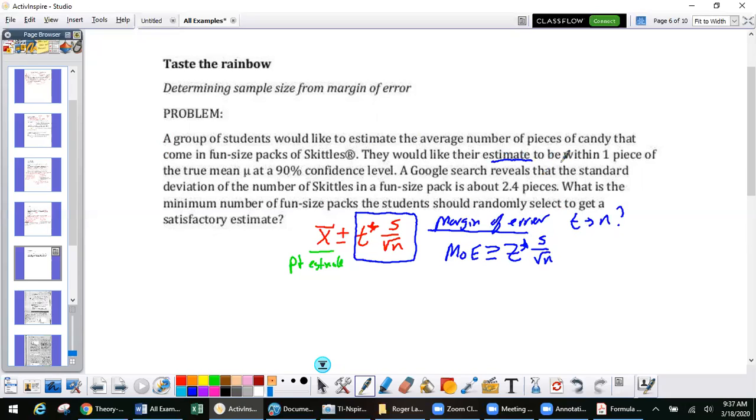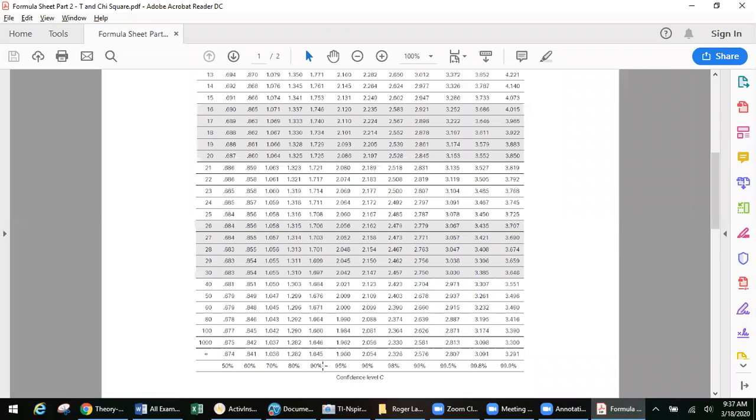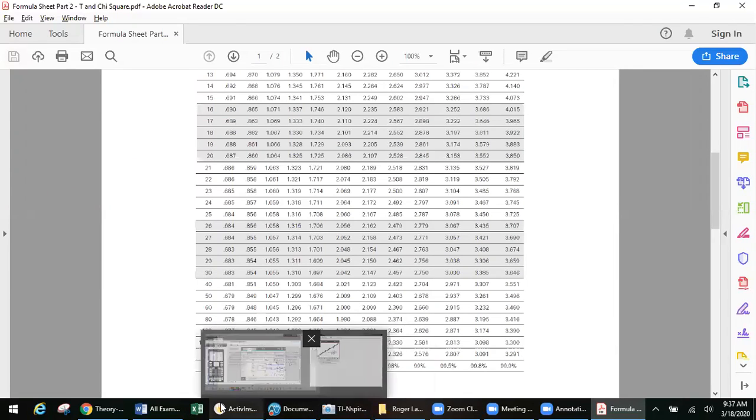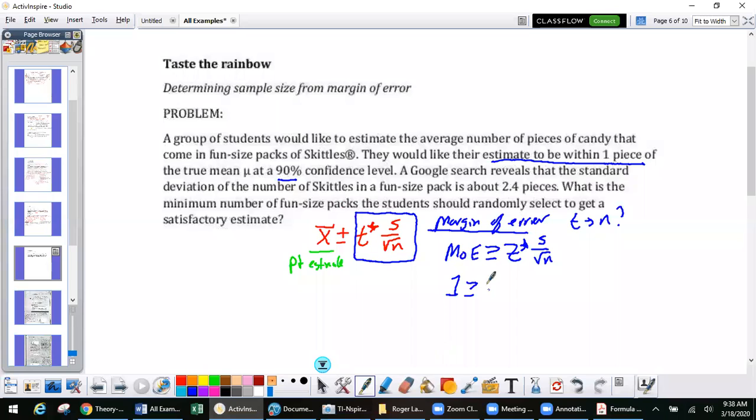We want our estimate to be within one piece. That's my margin of error. We want 90% confidence, so I grab my critical value, and here's the nice part about your new t-sheet, everybody. It has z at the bottom. Here's 90. Z is the very bottom value, 1.645. You won't ever have to worry about calculating those anymore, unless I give you one that's not on there. S, they tell us the standard deviation, is 2.4 over the square root of n.